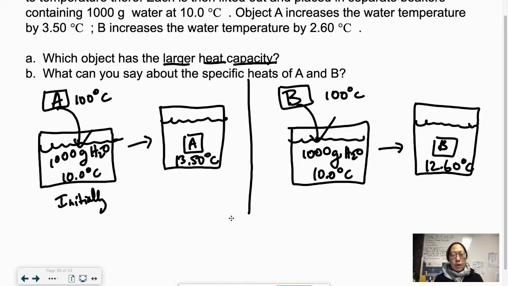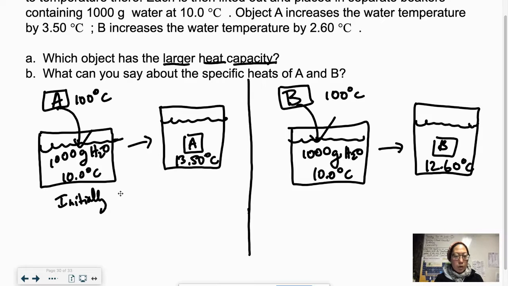We can think about this in terms of what happens with the temperature at thermal equilibrium. A raises the temperature of the water more than B. So it must be releasing more energy into the water, because it gained more energy when it was being heated up. So A has a larger heat capacity. Now, it's always nice to have some kind of quantitative backup.